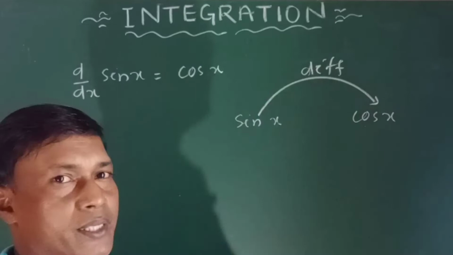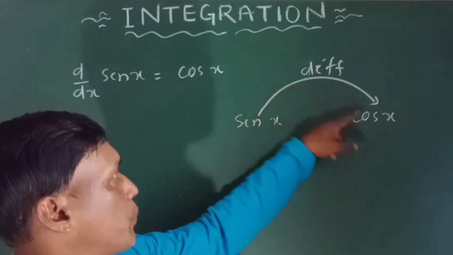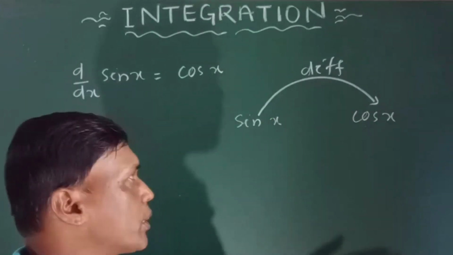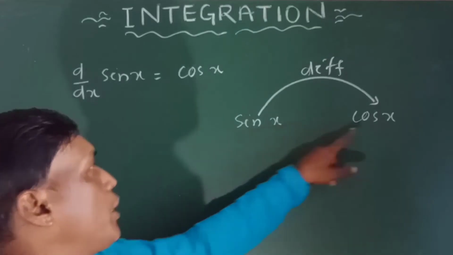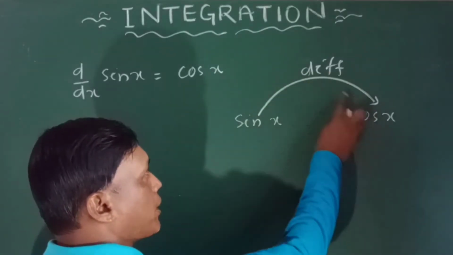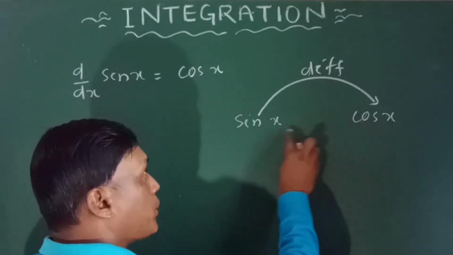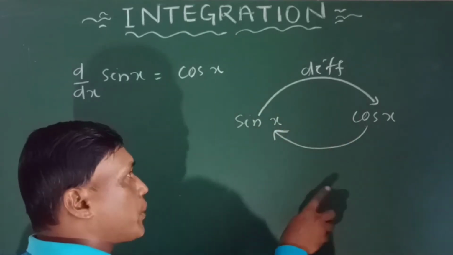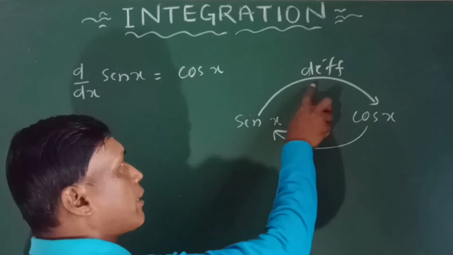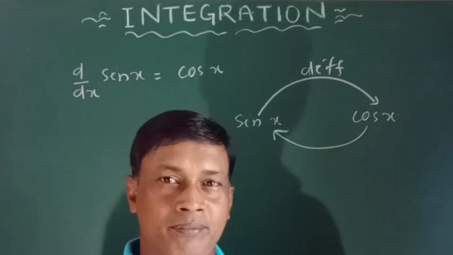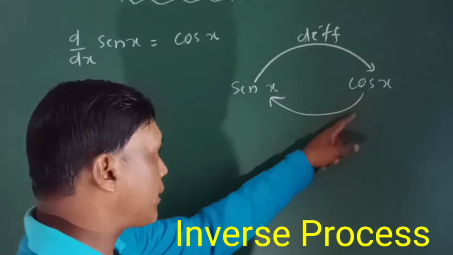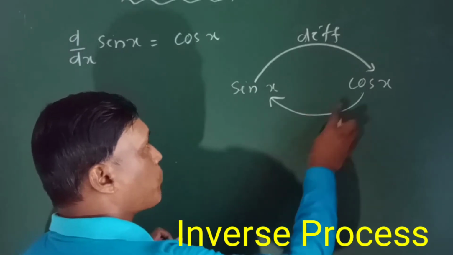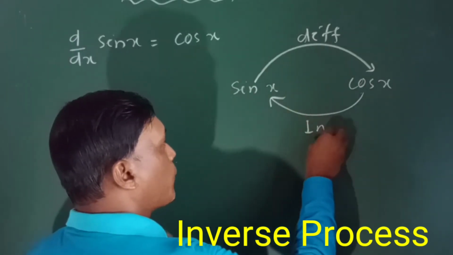If there is a process to find cos x from sin x, then there must be another process by which we can find sin x from cos x. The process from sin x to cos x is differentiation. The process by which we can find sin x from cos x is the inverse process of differentiation, the inverse process of derivative, which is known as integration.